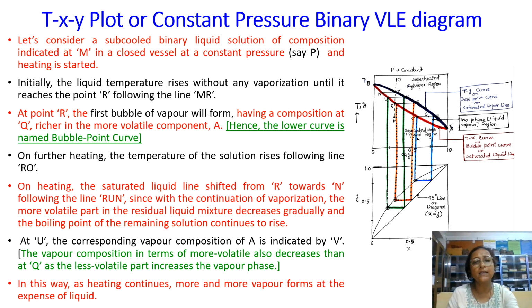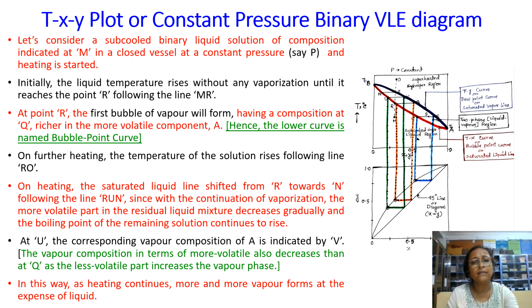Now let's consider a subcooled binary liquid solution of composition indicated at M in a closed vessel at a constant pressure, say P, and heating is started. Initially, the liquid temperature rises without any vaporization until it reaches the point R, which lies on the saturated liquid line, following the line MR, which is a vertical line.